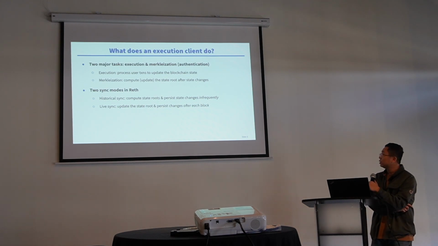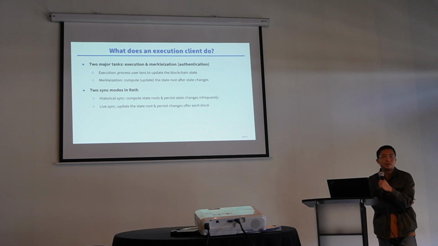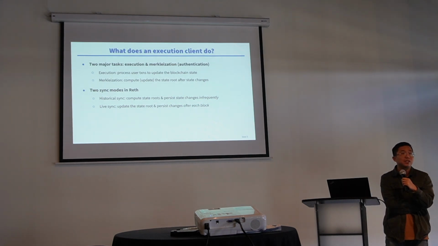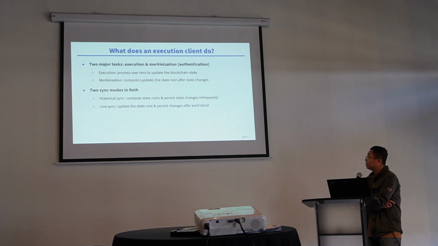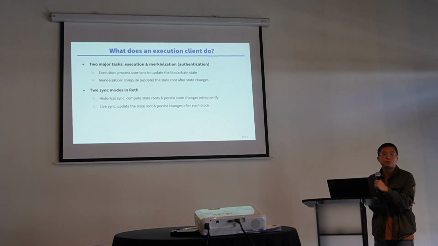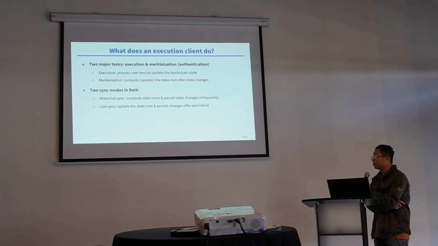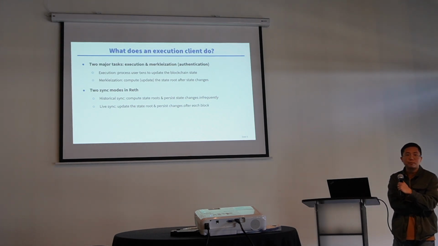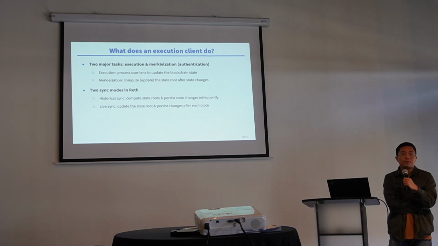In Reth, there are actually two sync modes that differ in how often they update the state roots. One is historical sync, which is used to sync from the genesis block. In this mode, Reth will compute the state root only after processing a large batch of blocks, so it's updating the state root very infrequently. Then there's a second mode called live sync, which is used to keep up with the tip of the chain. In this case, the state root is updated after each block.